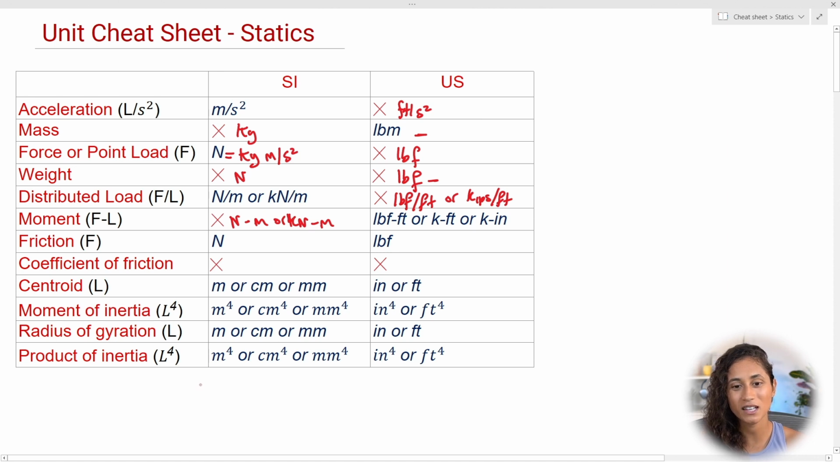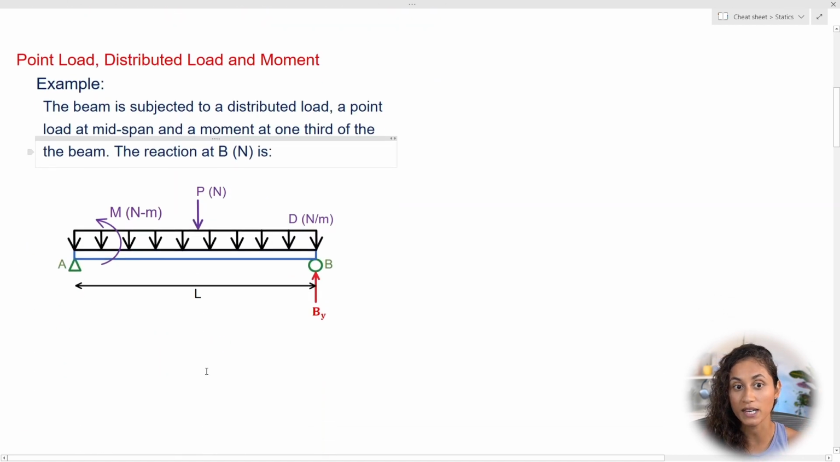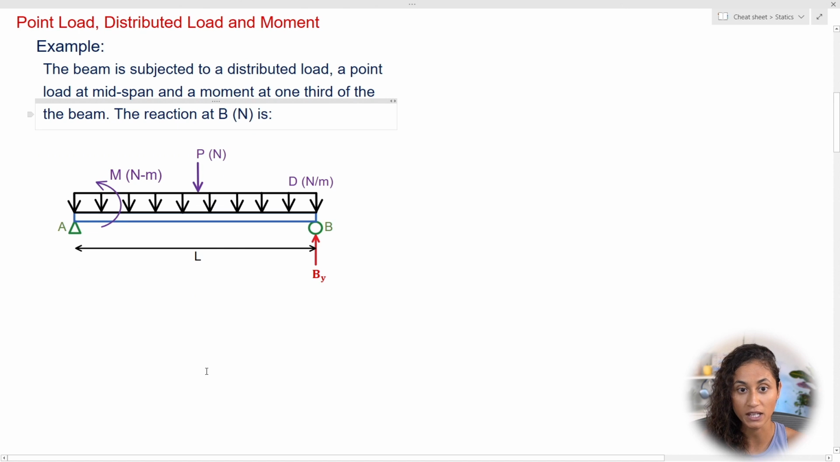Now another thing I like to do here is show you guys why it's important to know these units, and what we're going to do is an example that has a point load, distributed load, and a moment. Now this example, you already have it and it is on page 3. So let's take a look at it together. So we have a simply supported beam that is subjected to a point load, a distributed load, and a moment, and we want to find the reaction at B.